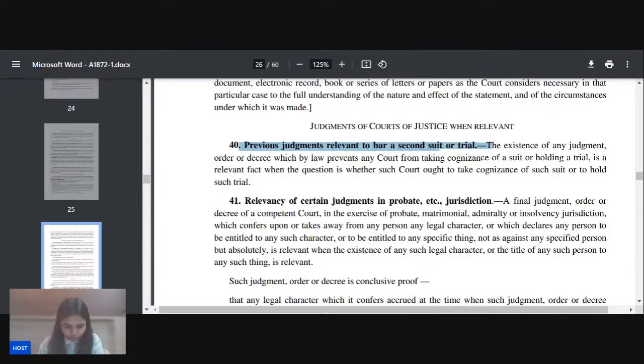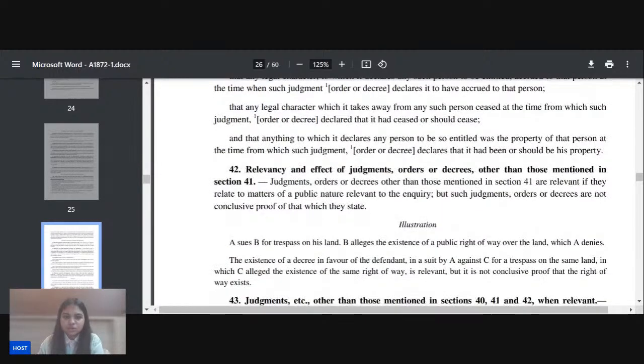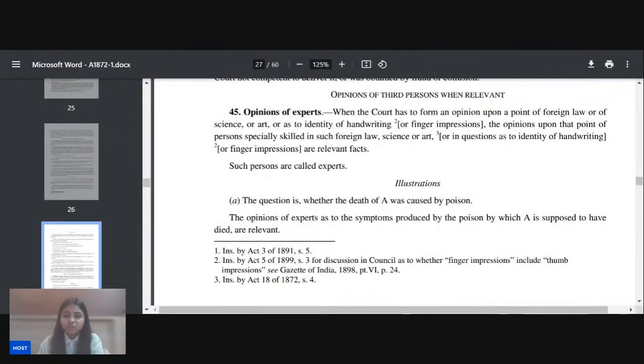So from 40 to 44 you have this only. Come to 45, which is opinion of third person when relevant. Now this is talking about opinion of third persons, and 45 talks about opinion of expert, right? Opinion of expert is given under section 45, and it mainly, if a court has to form an opinion, okay, if the court wants some opinion on foreign law, because court cannot be experts in everything, so they call experts who have the knowledge about foreign law, or of science, or of art, or as to identity of handwriting or finger impression. In that case the court can take the opinion of expert.